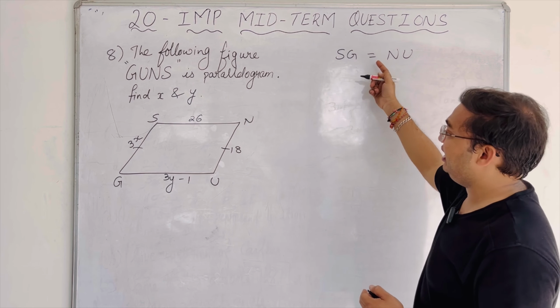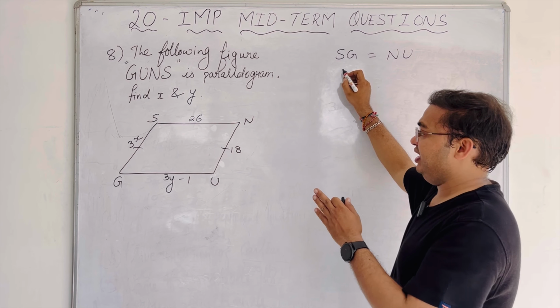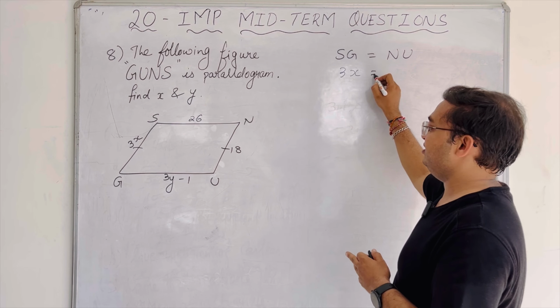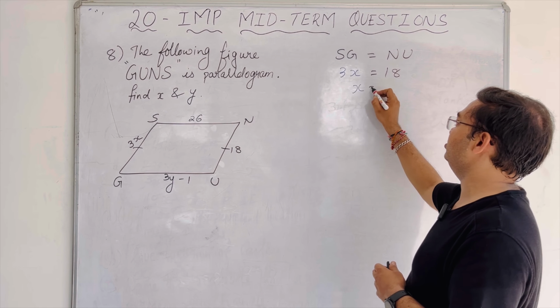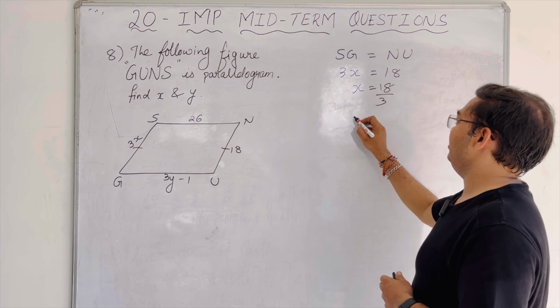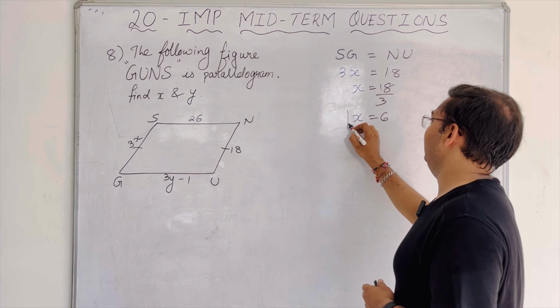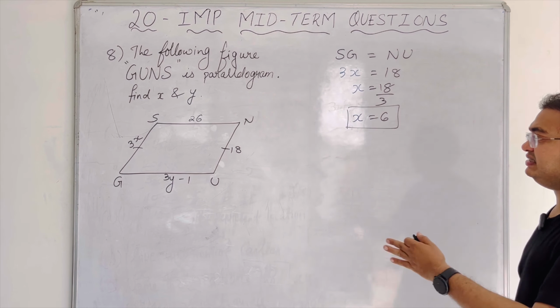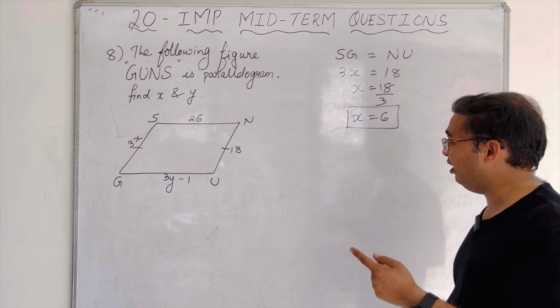That means if both are the same, can I write that SG, that is 3x, equals 18? So x equals 18 upon 3. So x is equal to 6. Is it right or not? I can say so. From here I found the value of x.